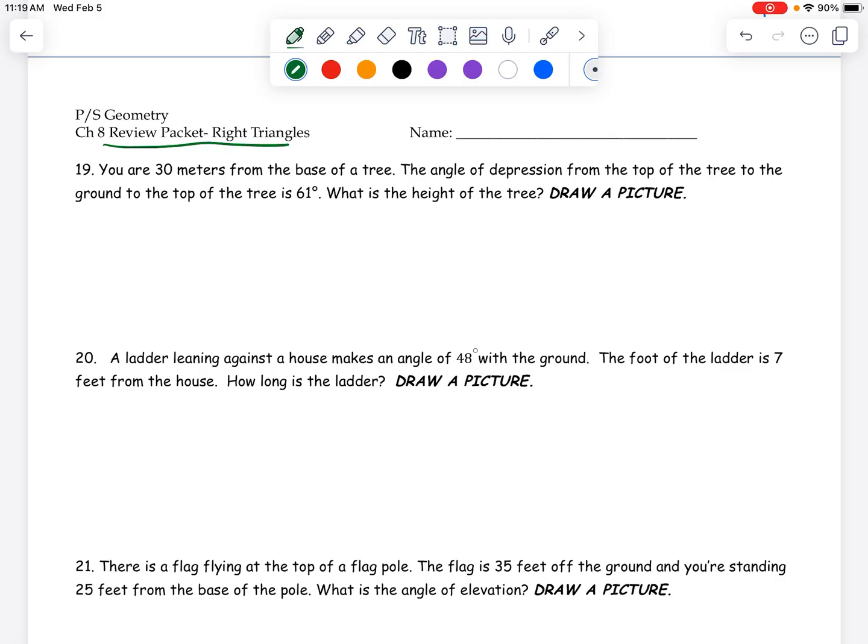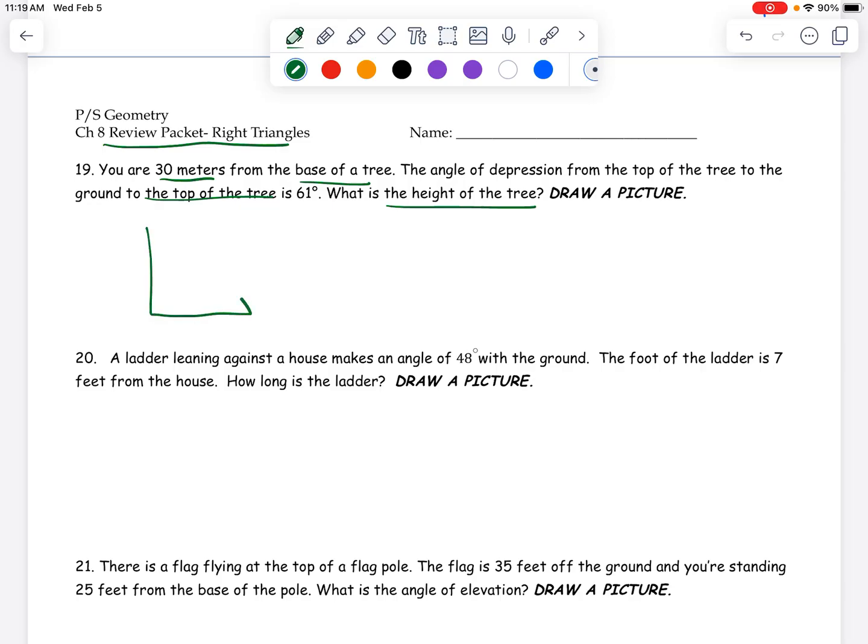This page is focusing on word problems with right triangle trig. You are 30 meters from the base of a tree. The angle of depression from the top of the tree to the ground is 61 degrees. What is the height of the tree?